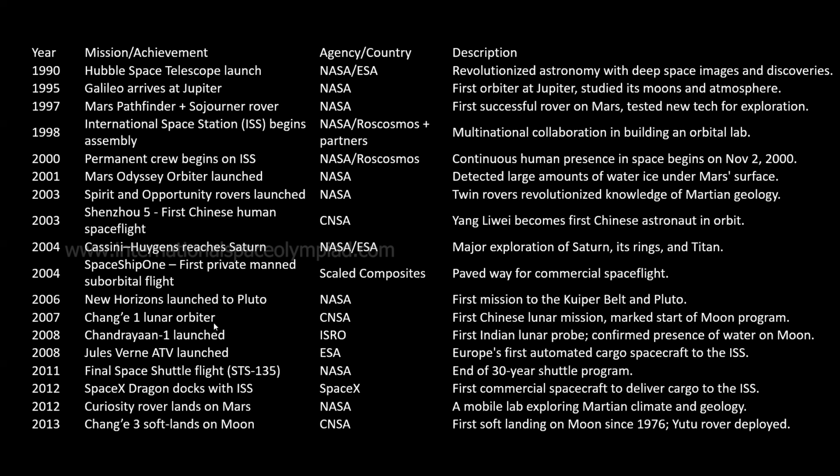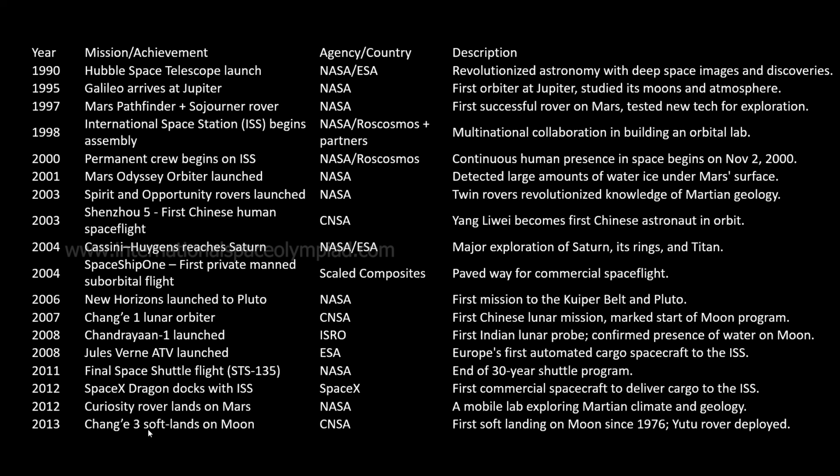Then Chang'e 1 lunar orbiter by CNSA. That is the first Chinese lunar mission, which marked the start of the moon program. Then Chandrayaan 1 by the Indian Space Research Organisation, the first Indian lunar probe. An important discovery was that it confirmed the presence of water on the moon. Okay. Then Jules Verne ATV launched by ESA, Europe's first automated cargo spacecraft to the International Space Station. Then the final space shuttle flight in 2011, that we discussed. SpaceX Dragon docks with ISS, the first commercial spacecraft to deliver cargo to ISS. Then Curiosity rover lands on Mars.